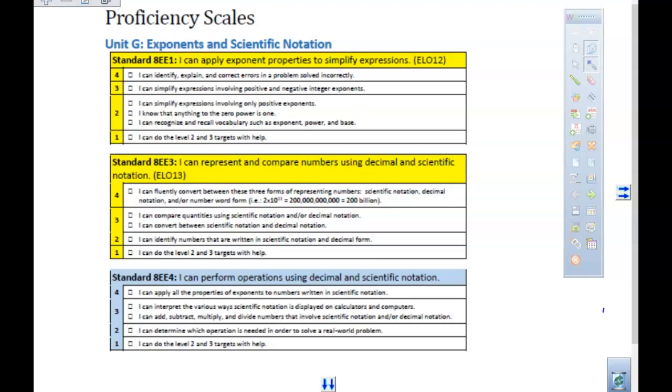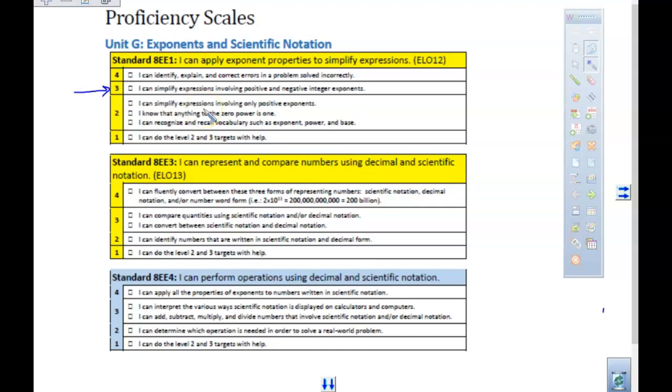So that first ELO in Unit G. The key thing, again, is we're shooting for a 3. I can simplify expressions involving positive and negative integer exponents. Today we're going to start talking about the negative ones. We're going to talk about what those exponents mean. As you're looking at that, you're going to be able to simplify positive exponents.